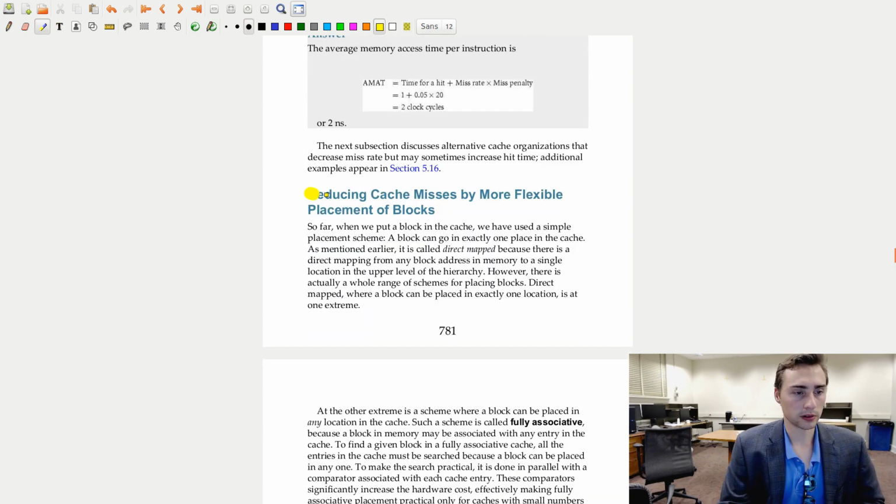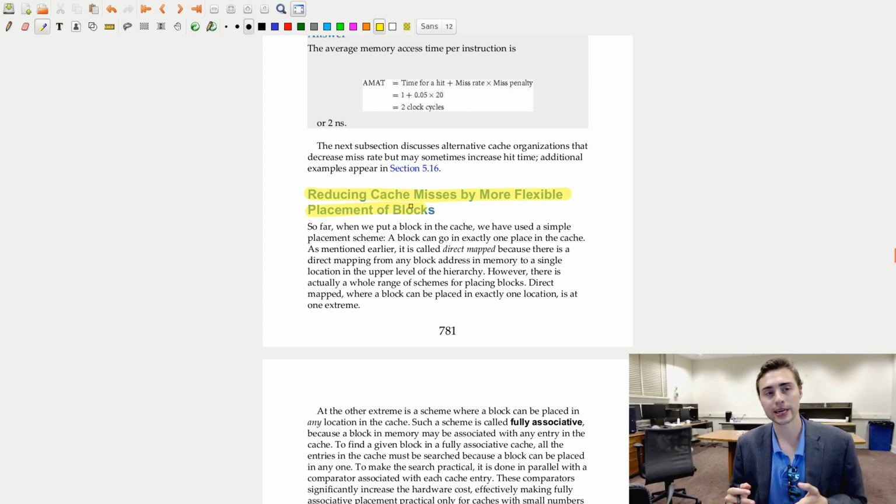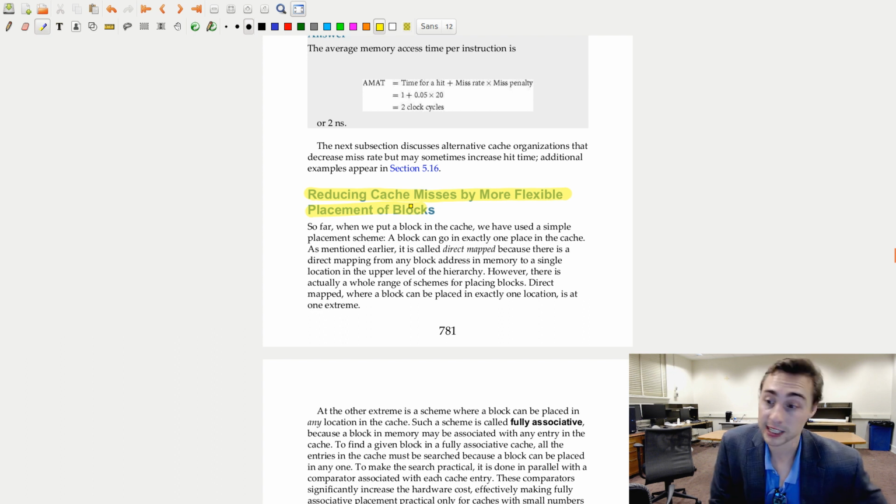So let's talk about reducing cache misses by more flexible placement of blocks. Right now we have this fixed direct-mapped cache, and we'll see that it's pretty inflexible. As it sounds, it's direct mapped. There's no flexibility there. Where you're mapped is where you're mapped.